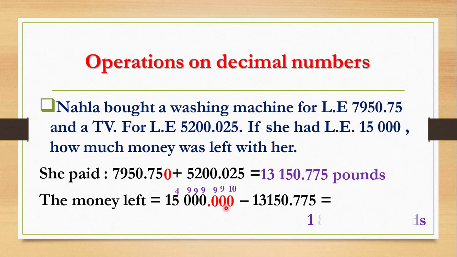Let's start. 10 minus 5 is 5. 9 minus 7 is 2. 9 minus 7 again 2. Decimal point, then 9 minus 0 is 9. 9 minus 5, 4. 9 minus 1, 8. And 4 minus 3 equals 1. 1 minus 1 is 0. So the money left is 1,849.225.